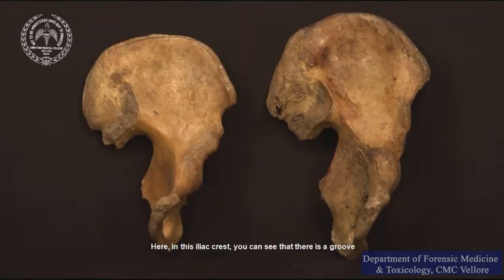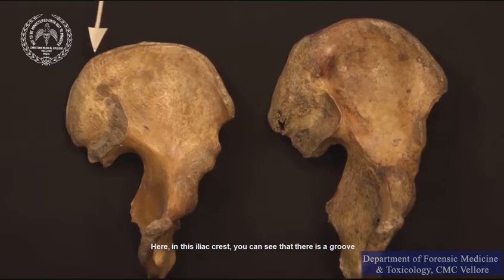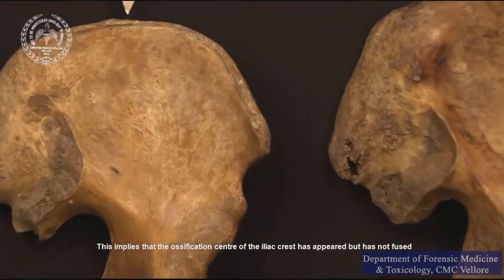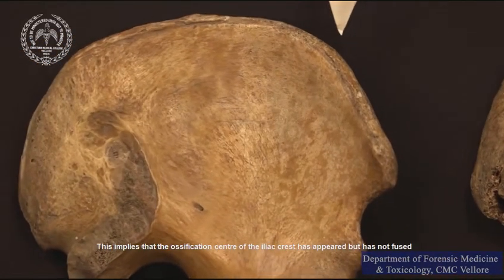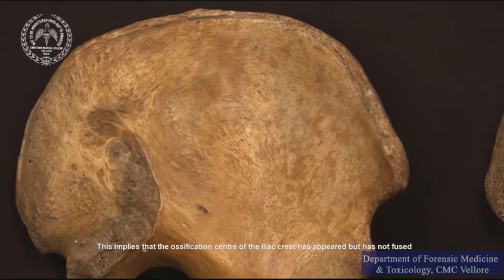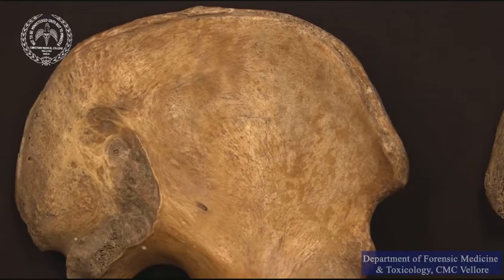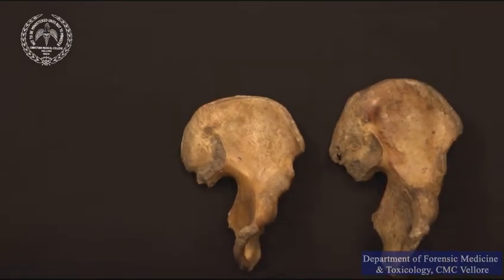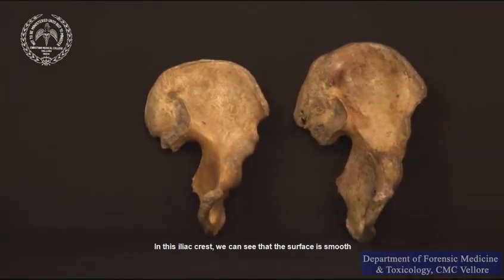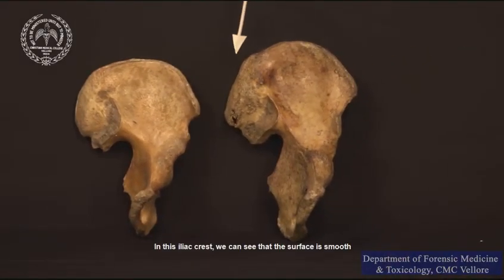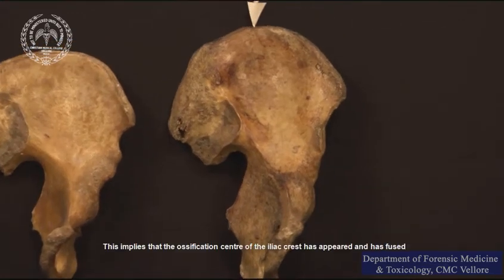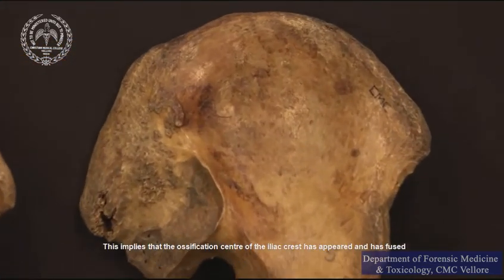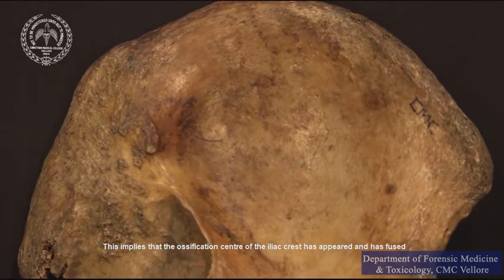Here, in this iliac crest, you can see that there is a groove. This implies that the ossification center of the iliac crest has appeared but has not fused. In this iliac crest, we can see that the surface is smooth. This implies that the ossification center of the iliac crest has appeared and has fused.